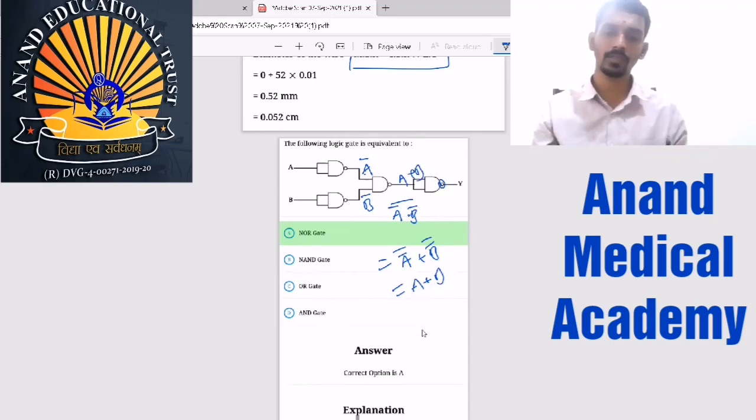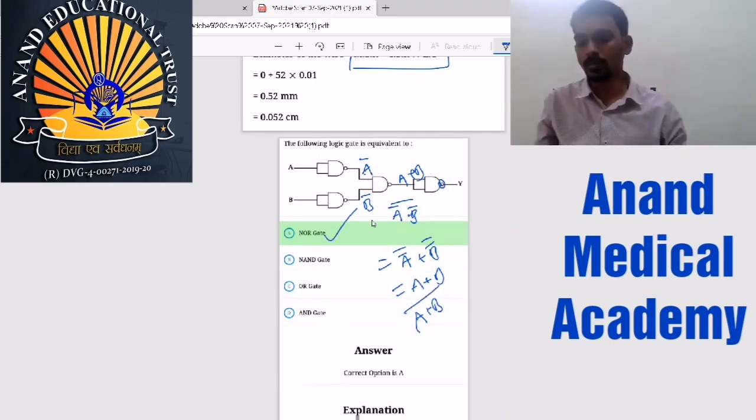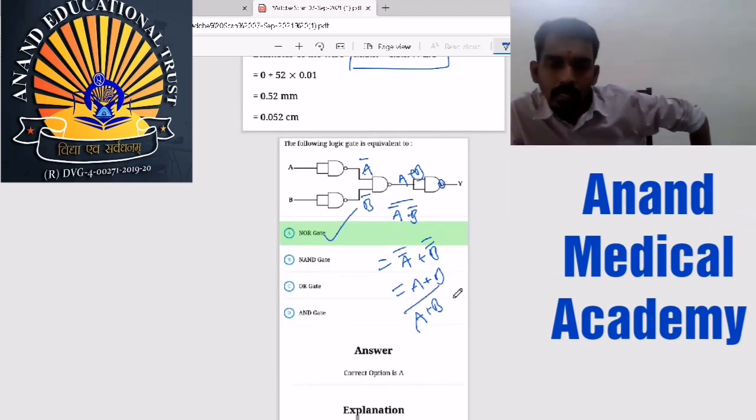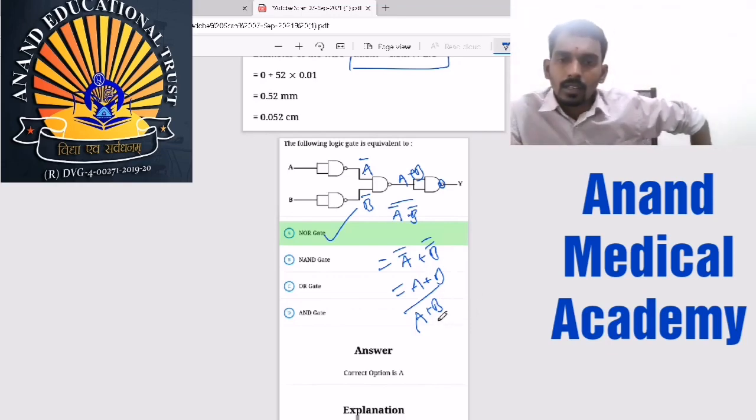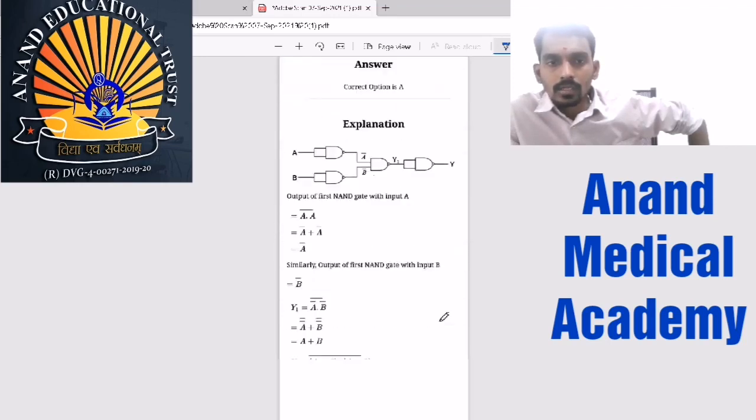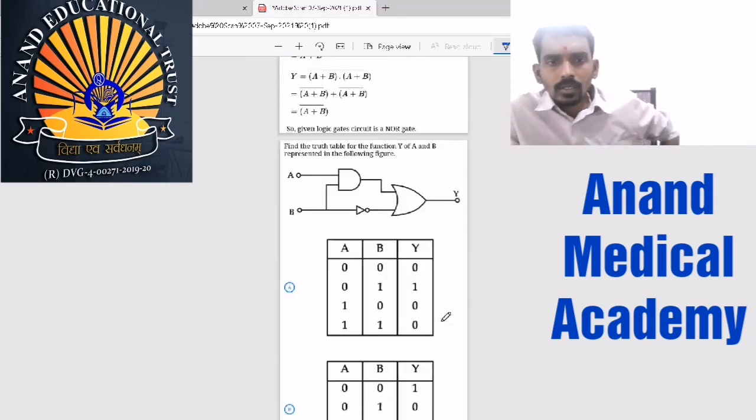Now again one NOT gate is connected. So that means the final is A plus B whole bar. A plus B whole bar is nothing but what? NOR gate. A plus B is OR gate, A plus B bar means NOR gate. Such kind of questions they used to ask.